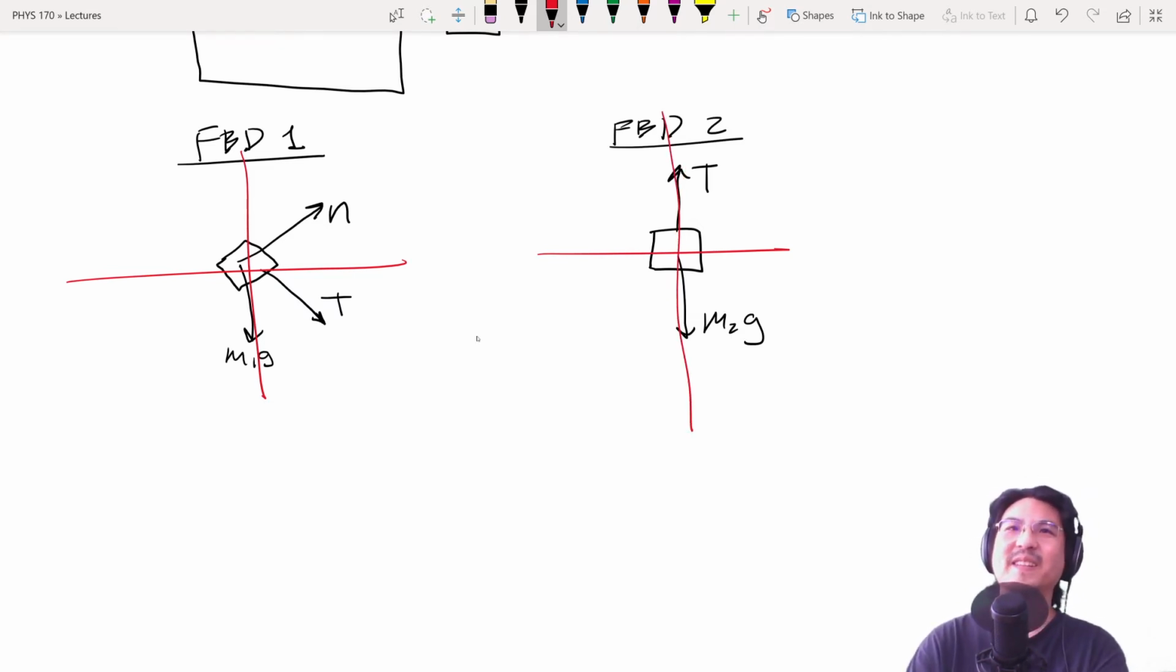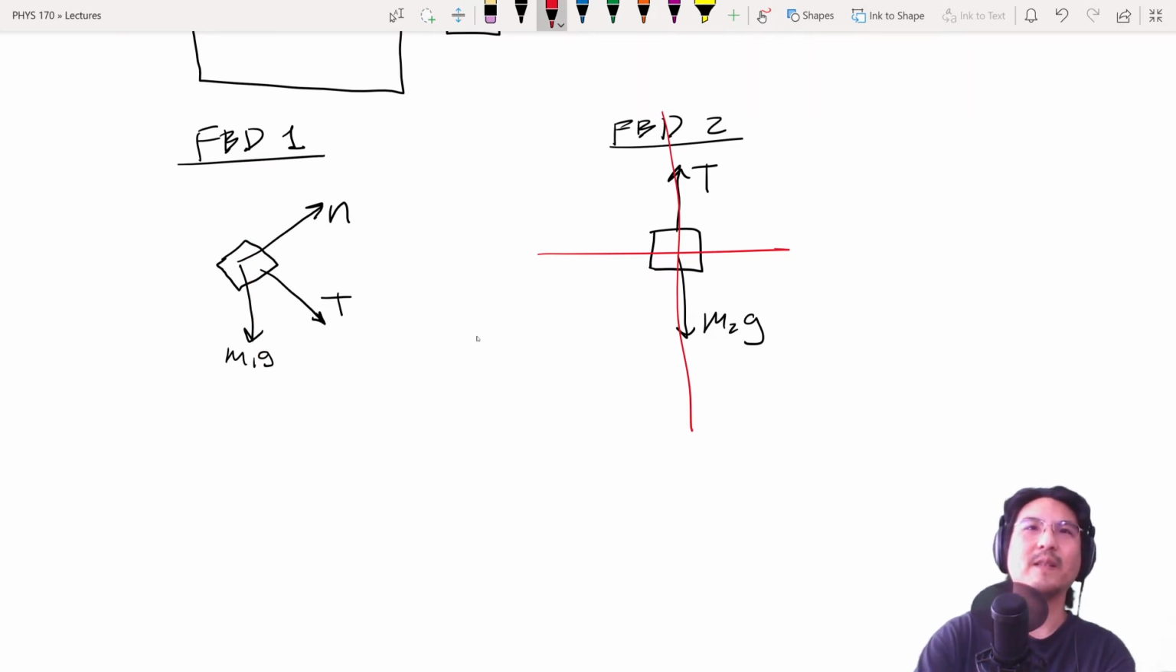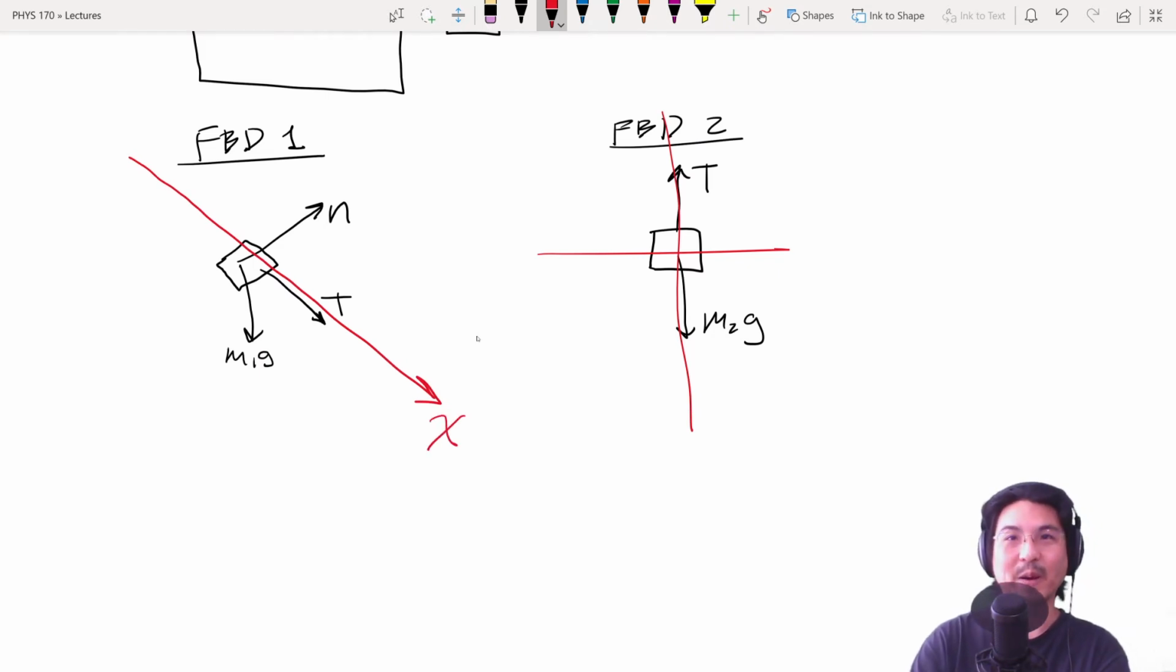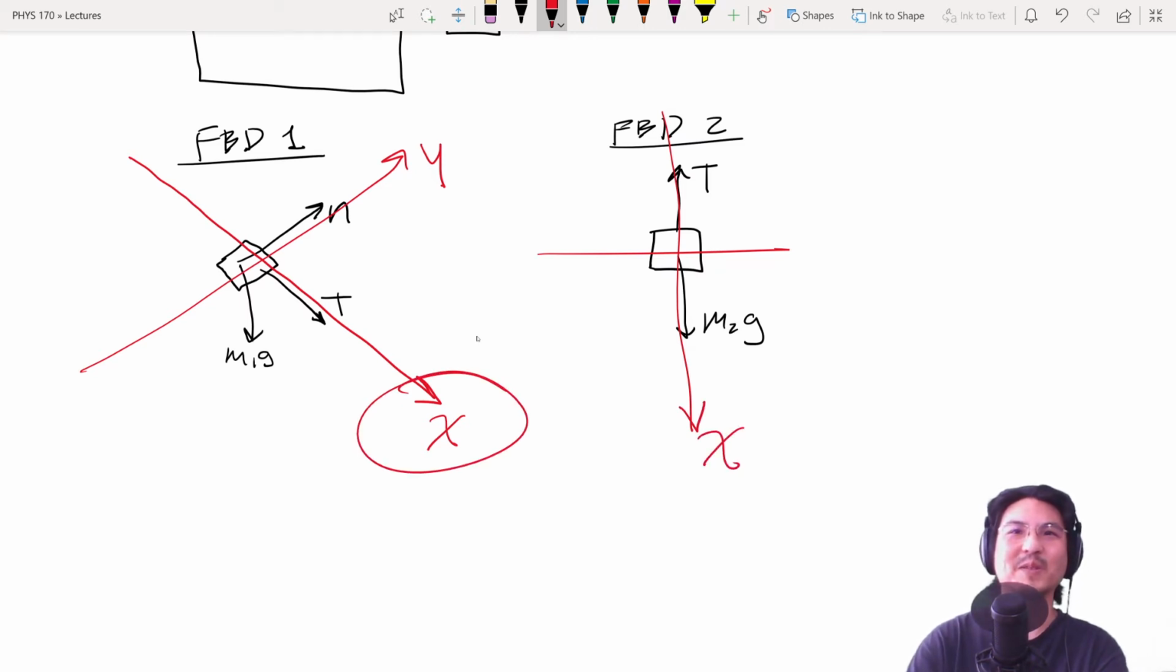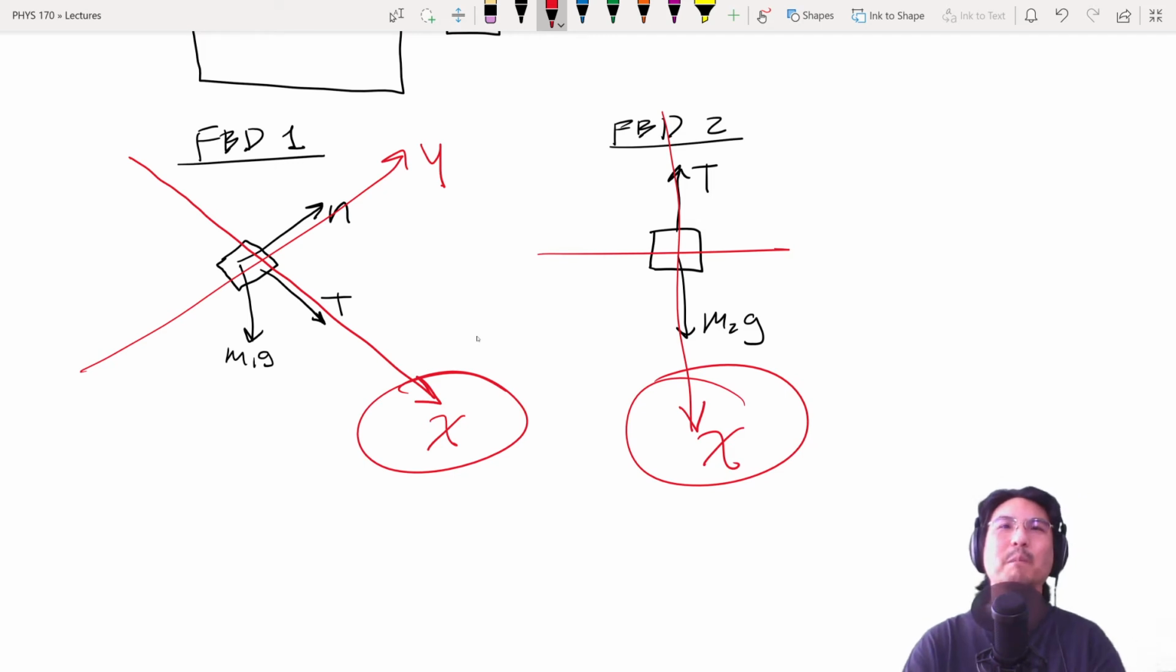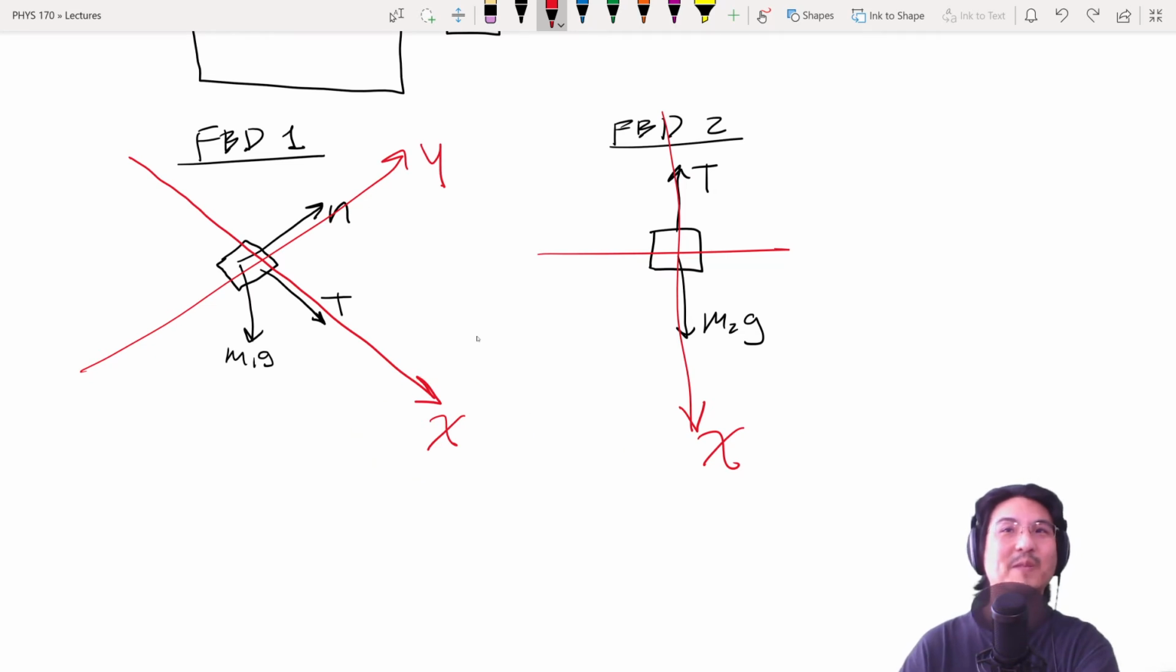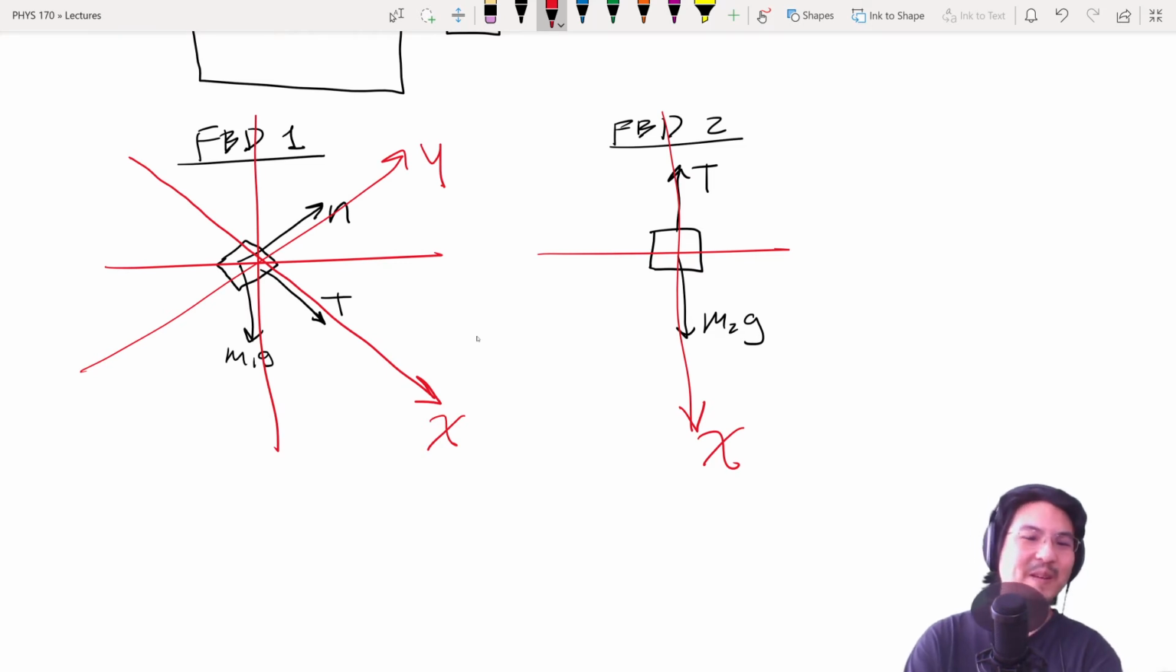For me, I know that block 1 is going this way. So I'm going to pick my coordinate axis that way. Personal preference. And then I know block 2 is going down, so I'm going to pick my coordinate axis this way and even use the same axis. So both blocks are moving in the positive x direction. My personal preference. You could totally pick coordinates like this. There's nothing wrong with that.